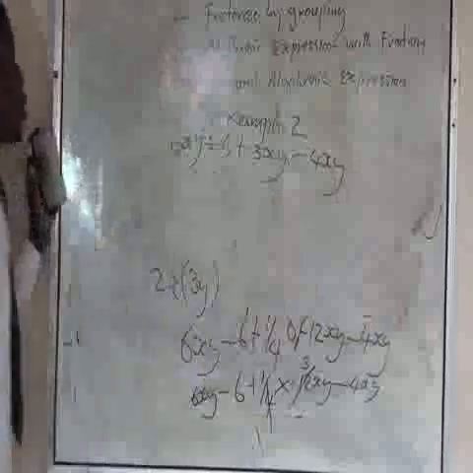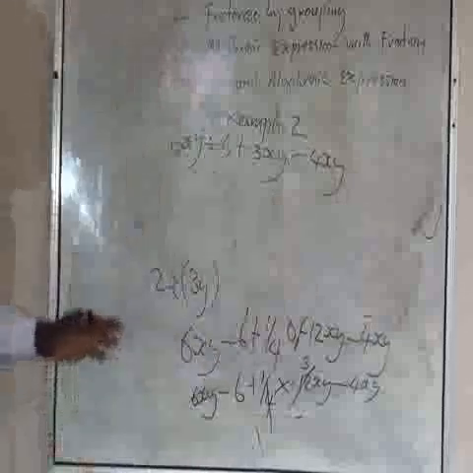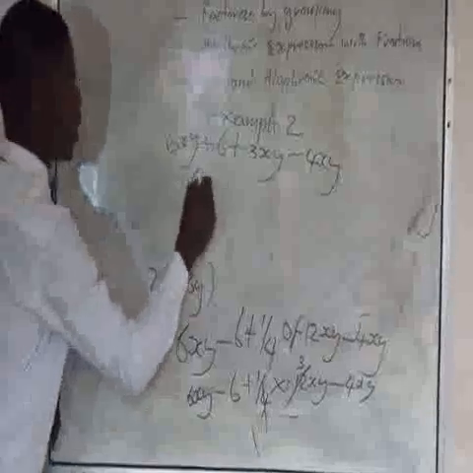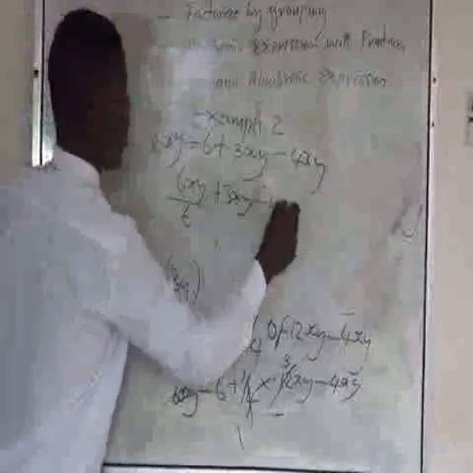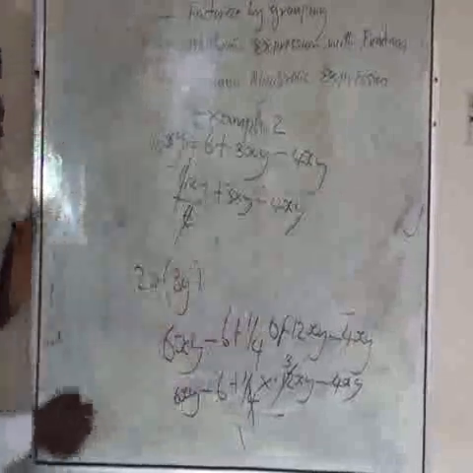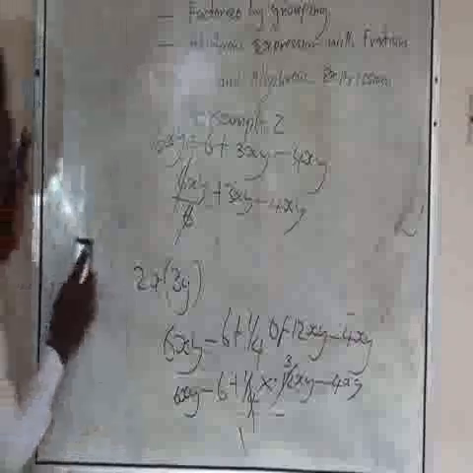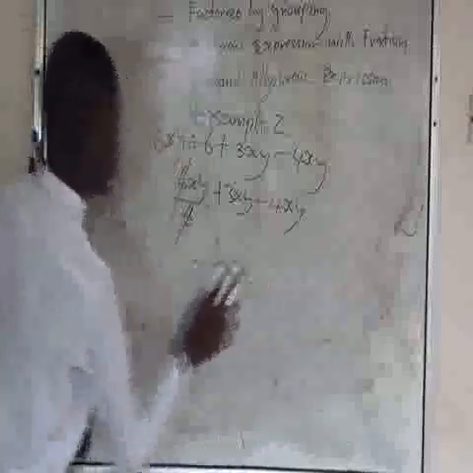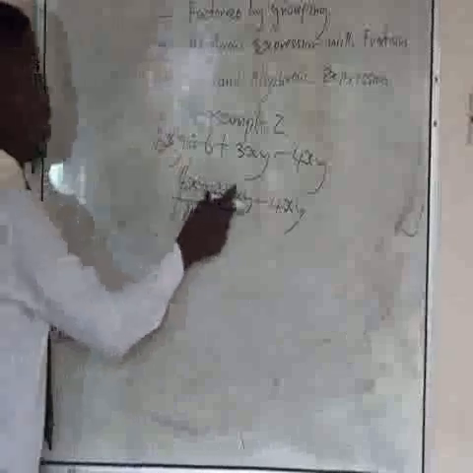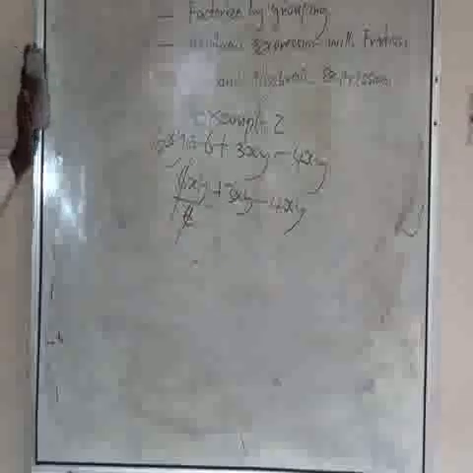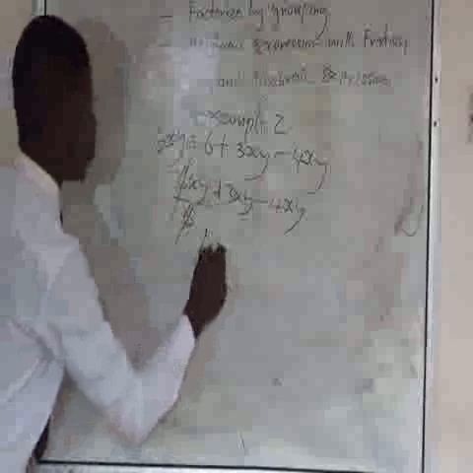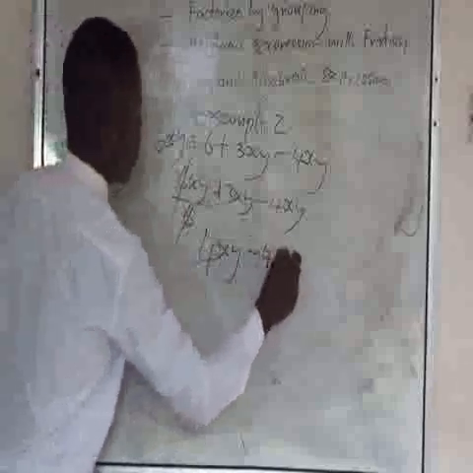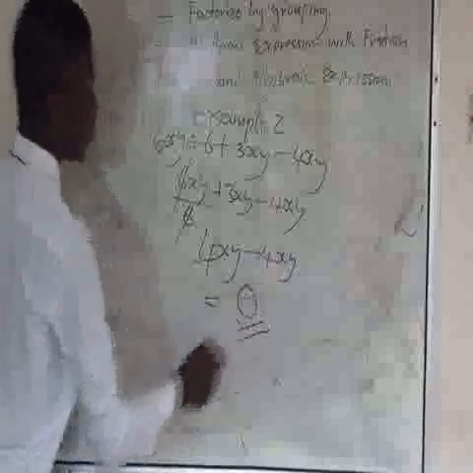Sorry, division. Next thing is division. We divide. 6xy divided by 6 plus 3xy minus 4xy. Cancel this, cancel this. Answer remains xy. Then we are going to add. Next thing is addition. xy plus 3xy will give us 4xy. We have 4xy minus 4xy. The answer will be 0. That one is settled. Let's go to the next subtopic.